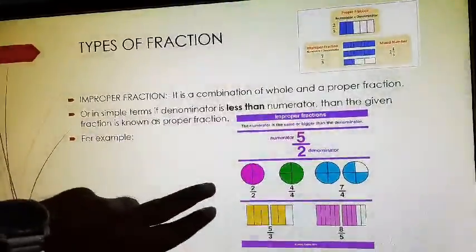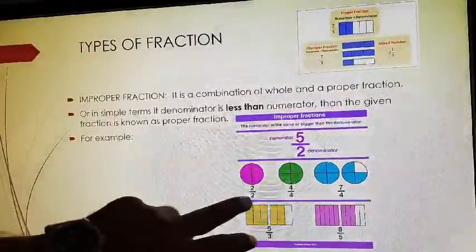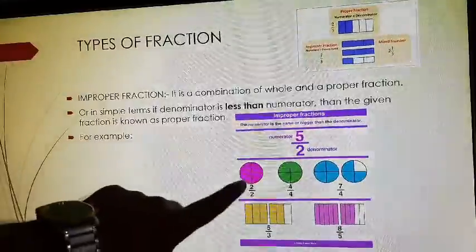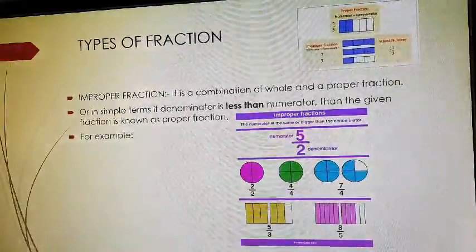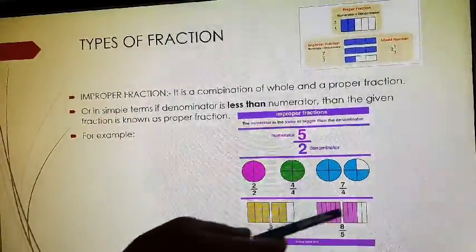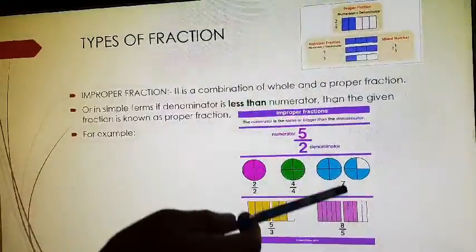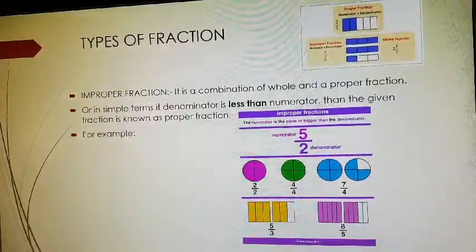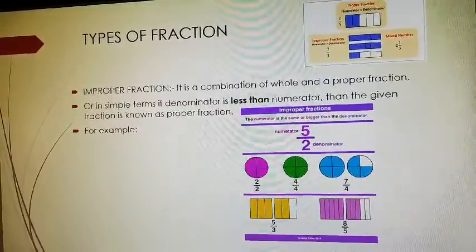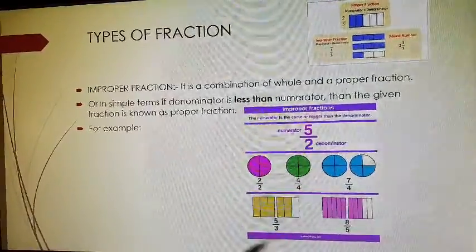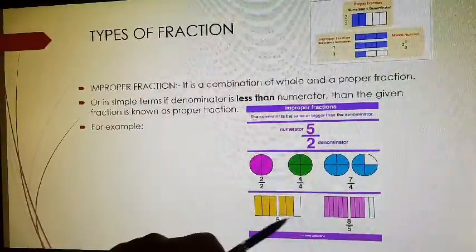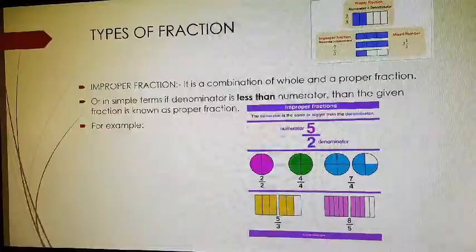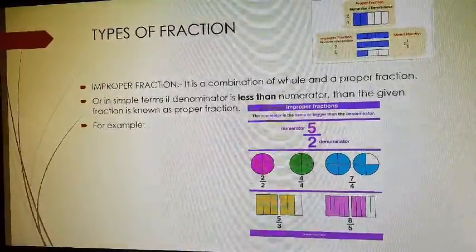So the part of whole 2 by 2, 4 by 4, these are simply whole numbers. 2 by 2 is 1. 4 by 4 is 1. But as we have 7 by 4, here the numerator is greater than the denominator, so it is known as an improper fraction. Similarly, 5 by 3 is a whole and 2 of the 3, so it is also known as an improper fraction.